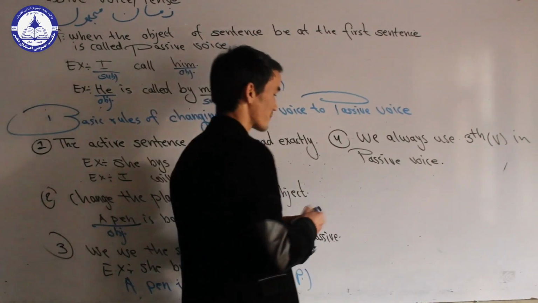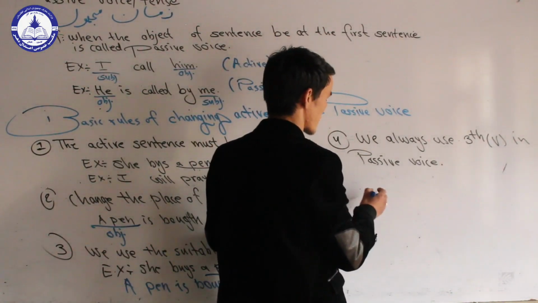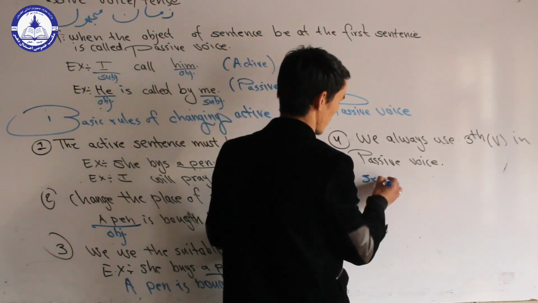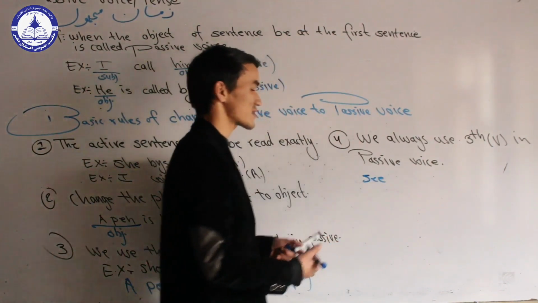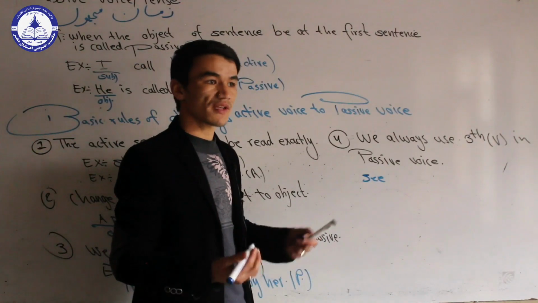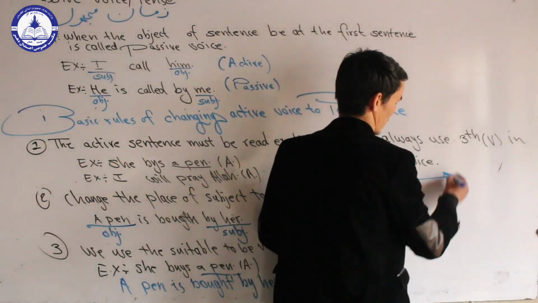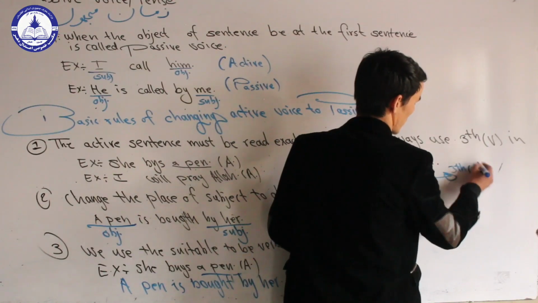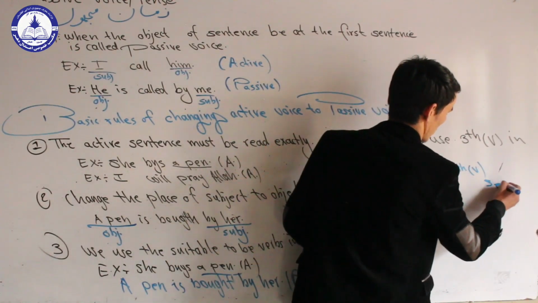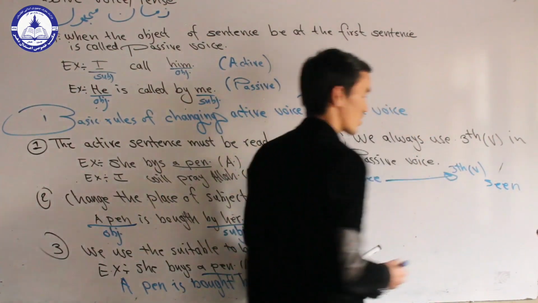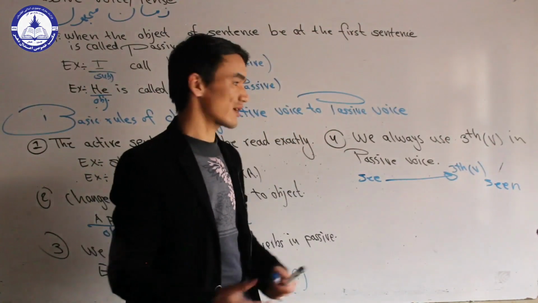How? For example, see, the first form. In the simple present tense or in active tense it may be the first form or second form. Always in passive, the third form should be used. For example, see, sing. See, go, gone, do, done, and etc.